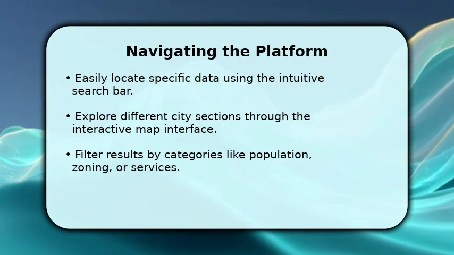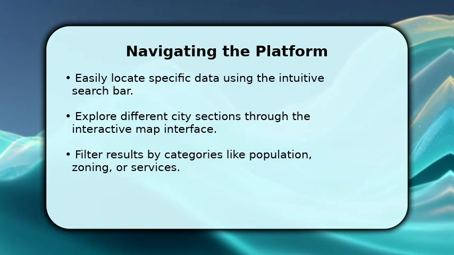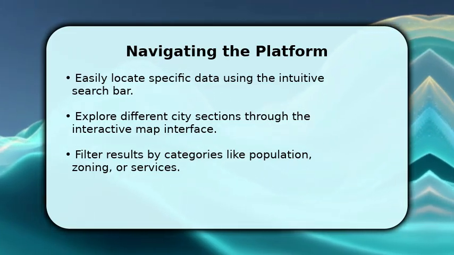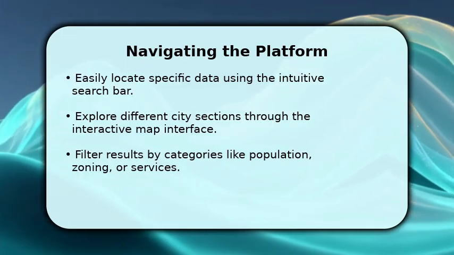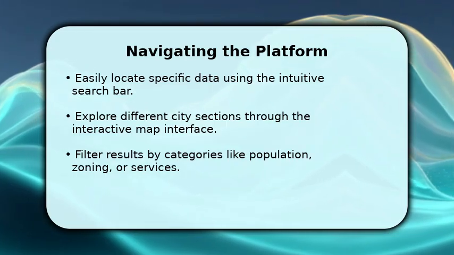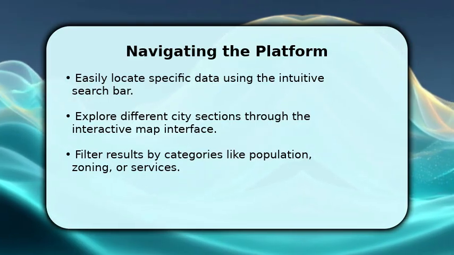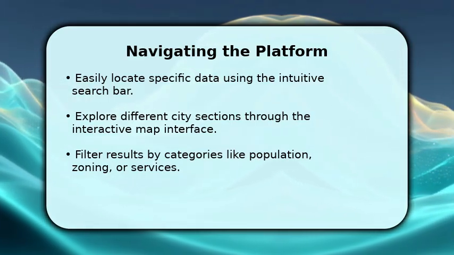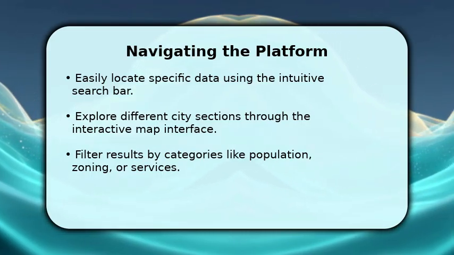Navigating Public City Pro is straightforward. Begin by using the prominent search bar to find specific addresses or data points. The interactive map allows you to zoom in and out, exploring various city areas with ease. You can also apply filters to refine your search, focusing on categories such as population density or available public services. This ensures you quickly find the exact information you need.